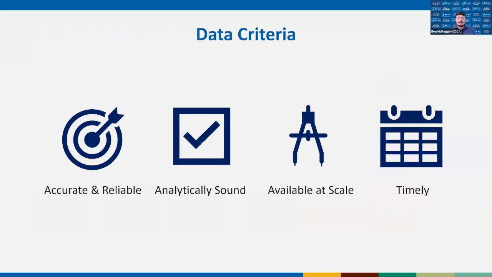Data also had to be analytically sound, meaning that they had to be a quality measure of the indicator that they're intended to represent, with support from the scientific literature for their explanatory power. Data had to be available at scale, which means that they had to be at that census tract level or some finer resolution. And then finally, data had to be timely, meaning that they had to represent relatively recent conditions, mostly conditions within the last 5 years, and that they had to be updated regularly so that we could use them for future updates to our tool.